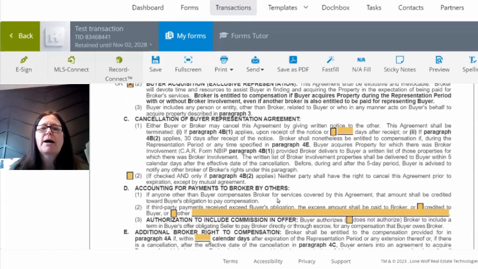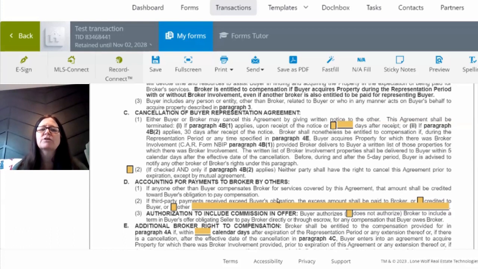And so this is saying that either the buyer or the broker can cancel the agreement, but it has to be by giving written notice to the other party. So it has to be written. The agreement will be terminated differently depending on whether it's an exclusive agreement or a non-exclusive agreement. So right here, if it's an exclusive agreement, then it terminates upon receipt of the written cancellation or a certain number of days after that.